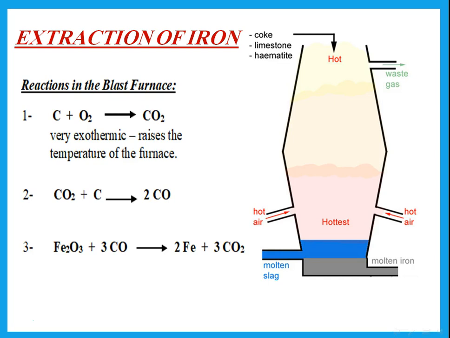Now, remember that each metal, we said, is extracted from its ore. Do you remember what was the ore of aluminium? The ore of aluminium was called bauxite. Now, the ore of iron is called hematite. Can you see the word hematite there? Hematite is the ore of iron.